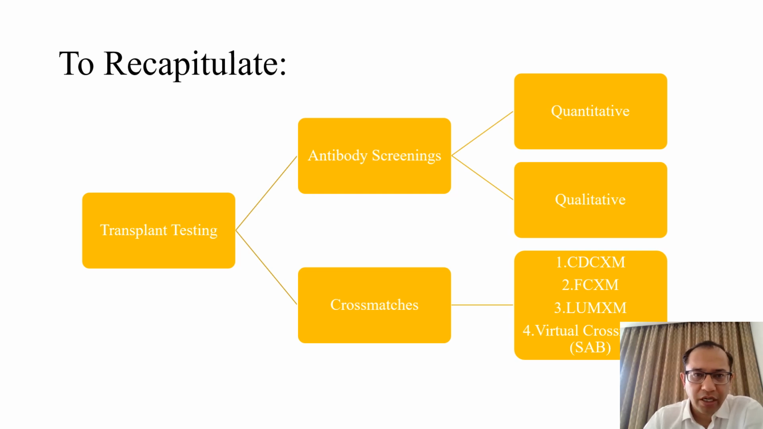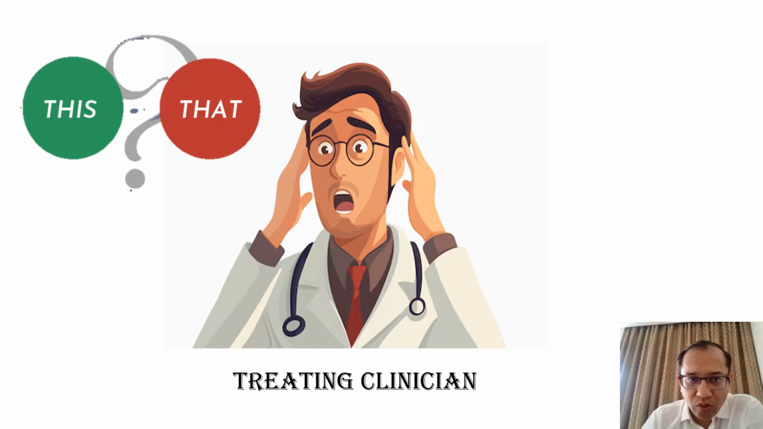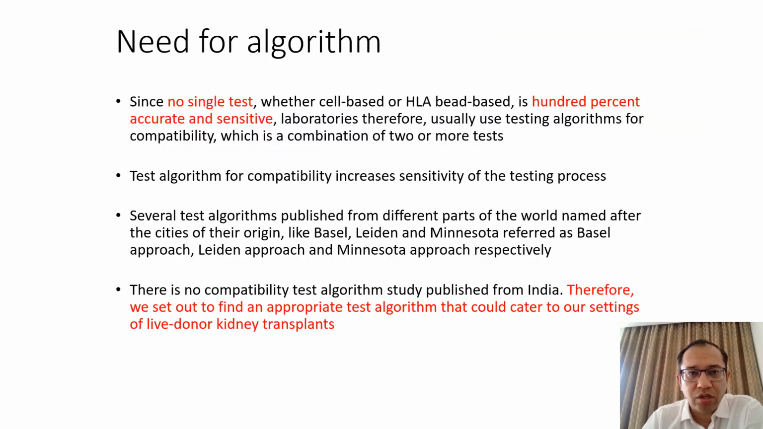To recapitulate, we have antibody screening, both qualitative and quantitative. Cross matches, we have CDC crossmatch, flow crossmatch, Luminex crossmatch, virtual crossmatch, and a lot of tests to be done. So the treating clinician does not know whether to go in this direction or that direction. There are too many options, and how to choose? We need an algorithm. We do not have a single test that is 100% accurate and sensitive.